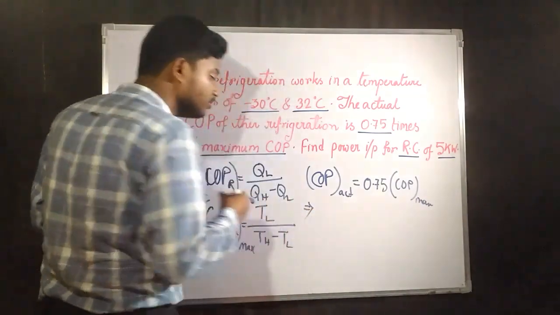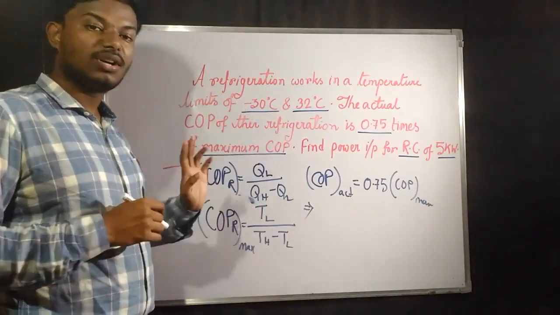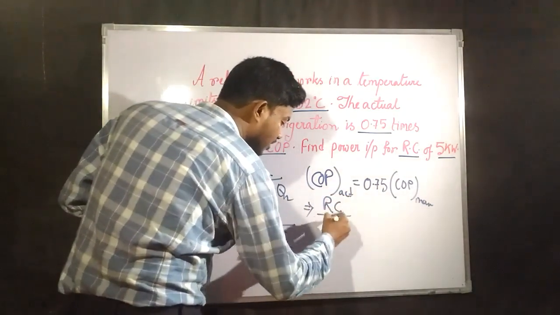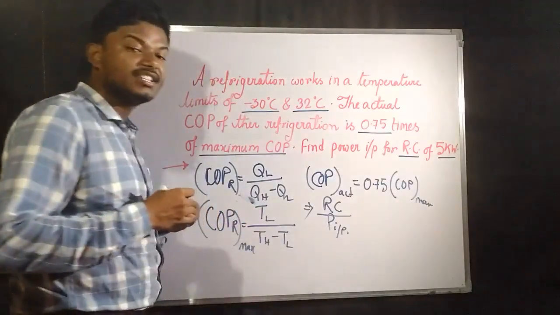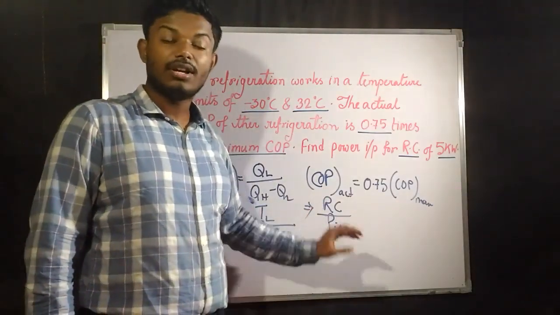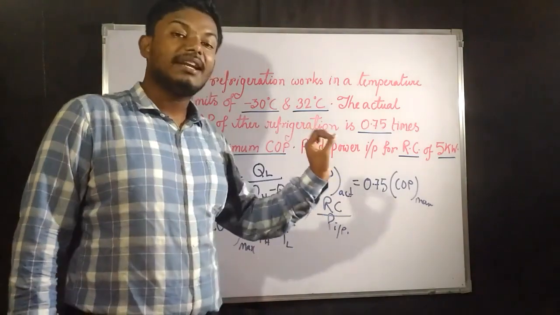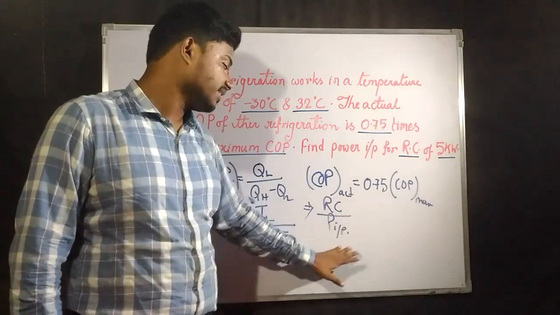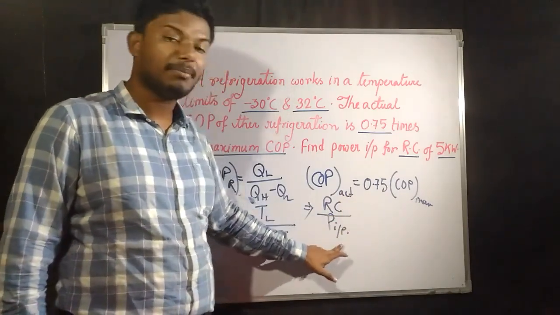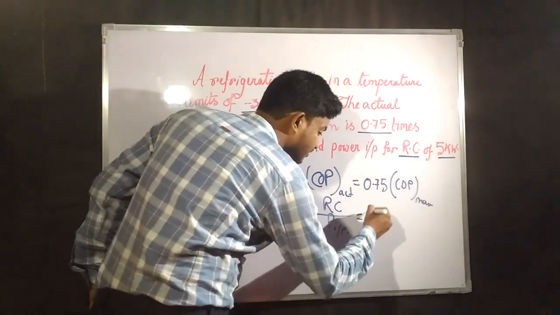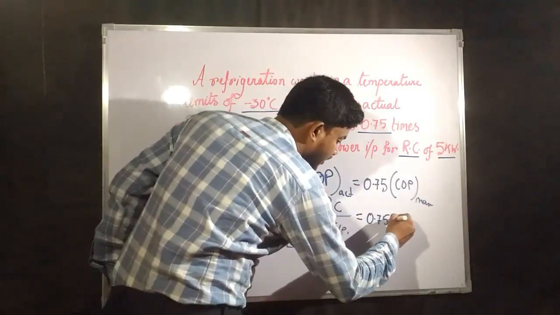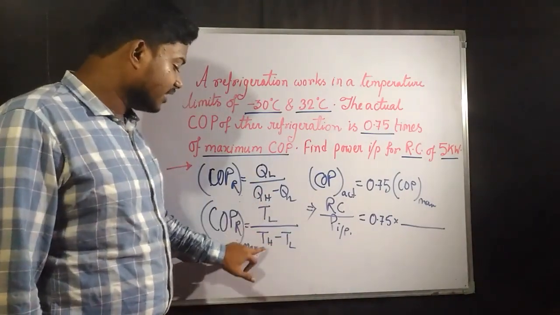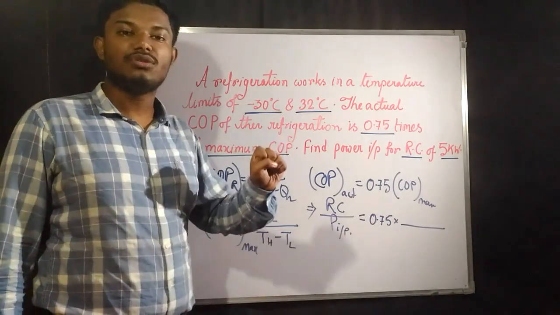Now, what is going to be the actual COP? We have found out earlier that actual COP is nothing but refrigeration capacity divided by power input, or you can say refrigeration effect by W net, or W input. So if we multiply mass flow rate with both the terms in numerator and denominator, then this will be the case. RC, or refrigeration capacity, divided by power input equals 0.75 into this one.